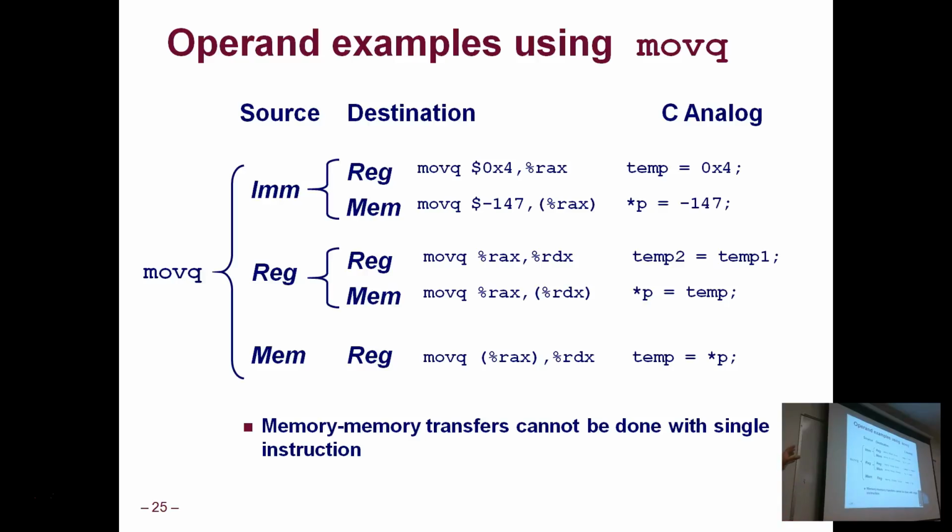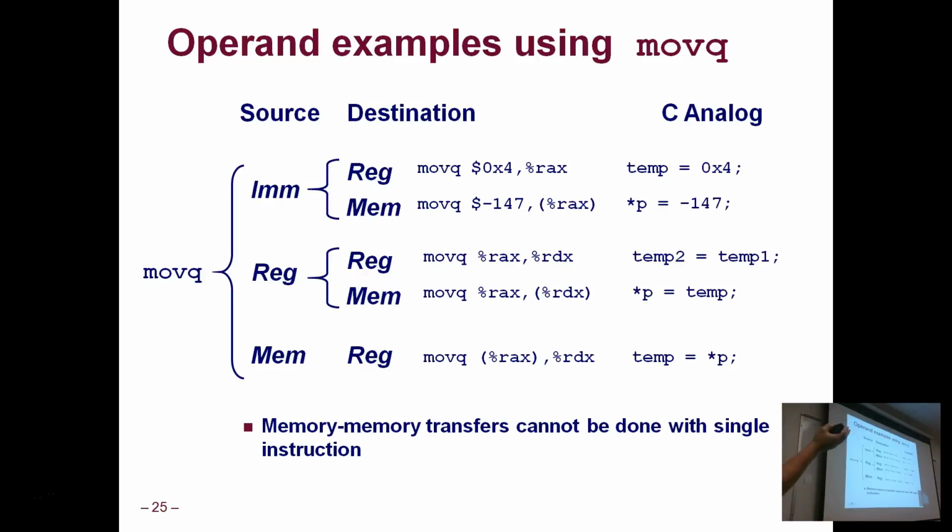One of the things about x86 is that it does not allow memory-to-memory transfers, meaning that you can't have both operands be memory locations. One of them has to be a register, or an immediate. So that's why you see when the source is a memory location, the destination has to be a register. Okay, so the first instruction, you're going to use the immediate mode, and you're going to move the constant hex 4 into RAX. This is the same as in your C program, setting a temporary variable, which is what RAX is representing, setting that to hex 4.